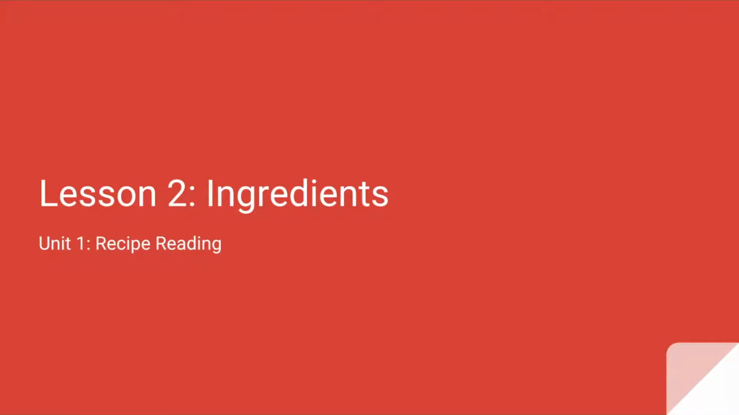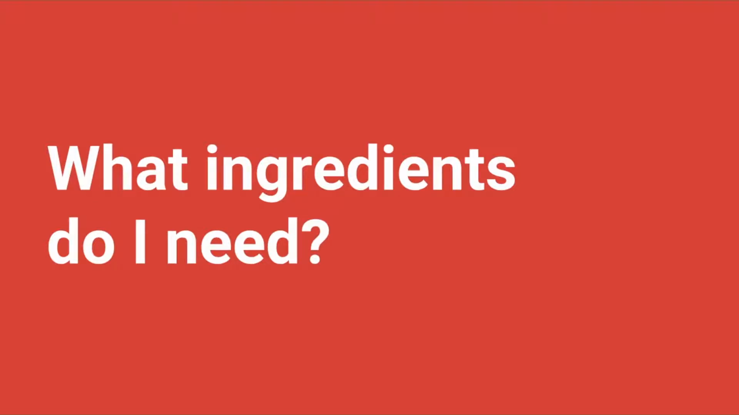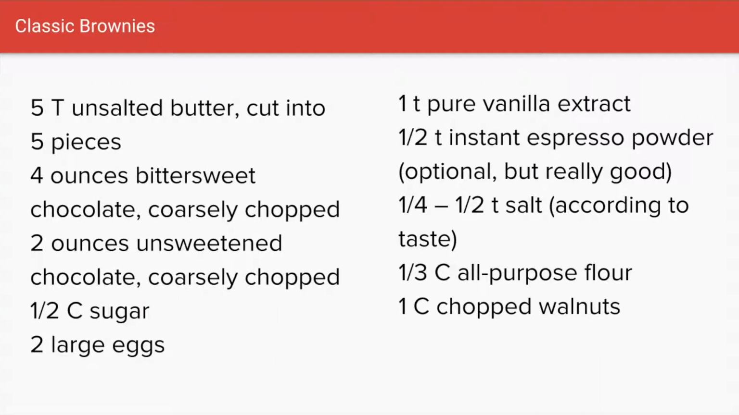Like I mentioned before, you're going to want to take a look at your ingredients list well before you start cooking. You'll want to look for specific types of ingredients being used and the quantity so you can confirm you have enough on hand before you begin. We're going to use this classic brownie recipe as an example. Let's take a look at this list.